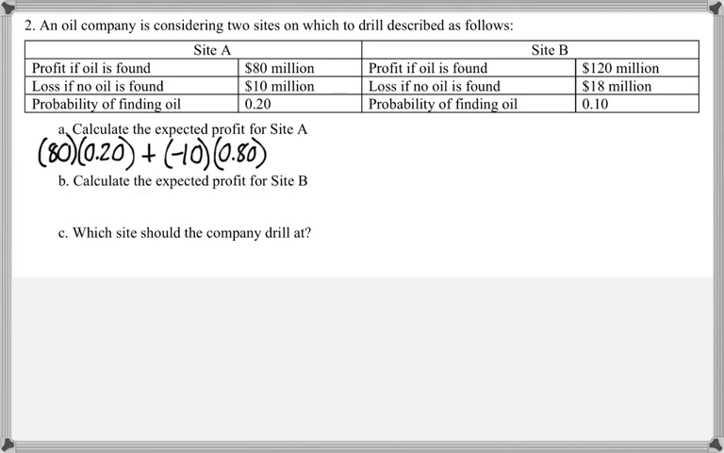So I get that from taking 1 minus 0.20 is equal to 0.80. So probabilities have to add up to be 1, and if there's a 20% chance of finding oil, that means that there's an 80% chance of not finding oil. So if you type this into the calculator, then you should get 8, which stands for $8 million.